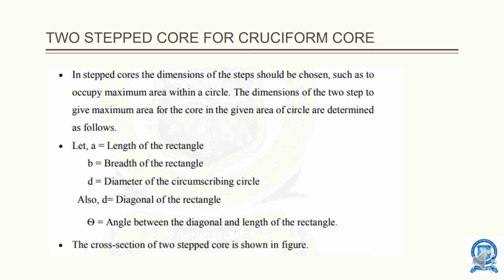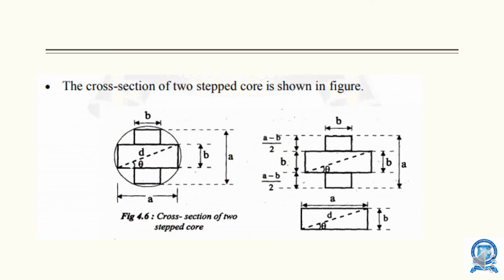Next we are going to discuss the two-stepped core of transformers. In a stepped core, the dimensions of the steps should be chosen so as to occupy the maximum area within the circle. For the dimensions of two steps giving maximum area of core, let A be the length of the rectangle, B the breadth of that rectangle, and d the circumscribing circle. Theta is the angle between the diagonal and the length of the rectangle. Here you can see the circumscribing circle with a first step and second step. The diagonal of the rectangle and the diameter of the circle are one and the same, denoted by d. B is the breadth and A is the length.